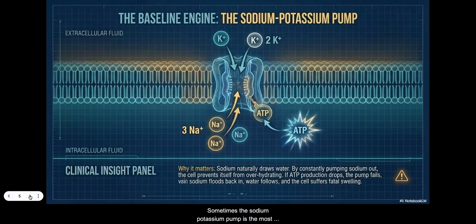The sodium-potassium pump is the most important engine in the cell. It constantly uses ATP to push 3 sodium ions out for every 2 potassium ions it brings inside the cell. Why does this matter? Because sodium naturally draws water. By pumping sodium out, the cell prevents itself from overhydrating. If ATP production drops, the pump fails. Sodium falls back in, water follows, and the cell suffers fatal swelling because water follows salt.